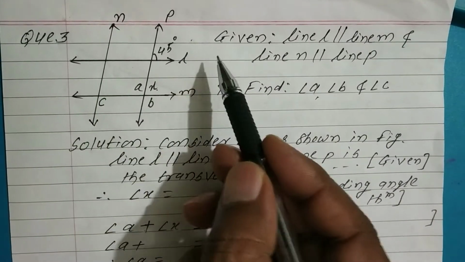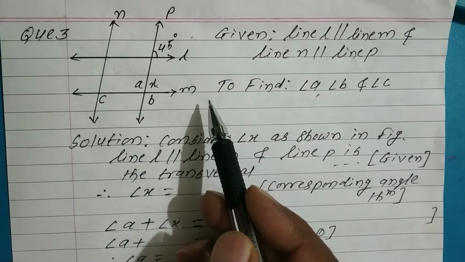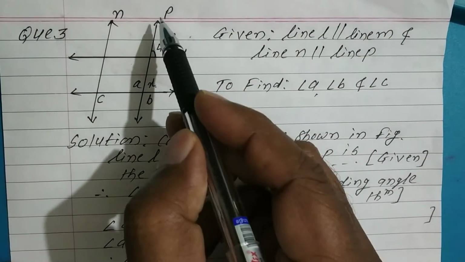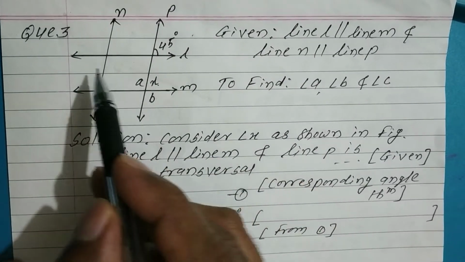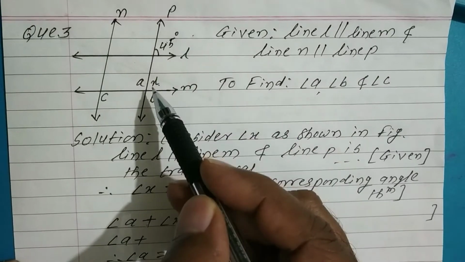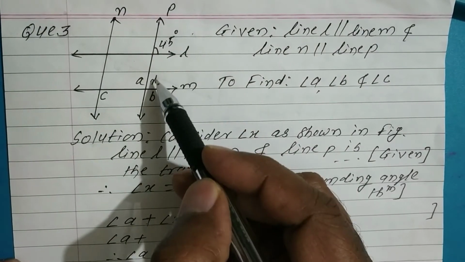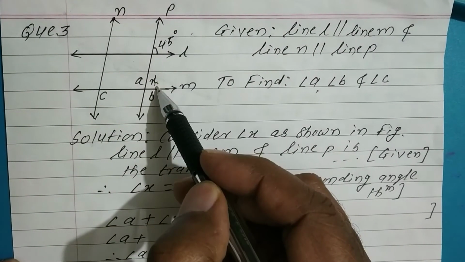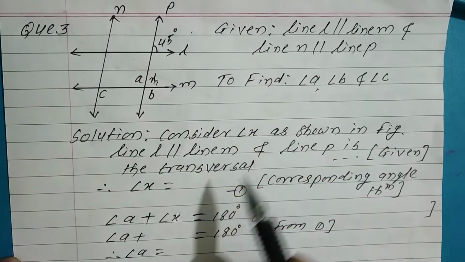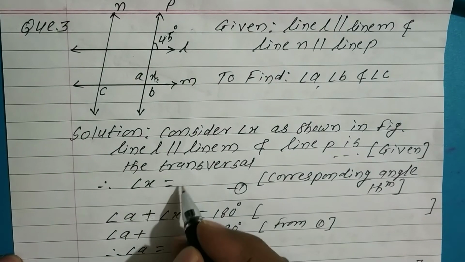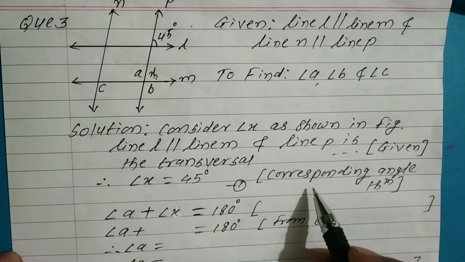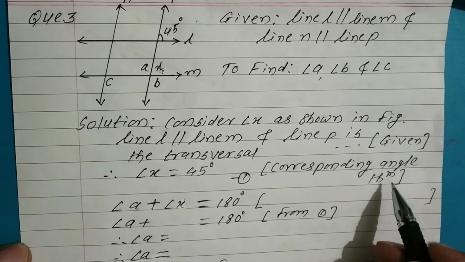Line L is parallel to line M and line P is the transversal. Taking line P as the transversal of lines L and M, the 45 degree angle and angle X are corresponding angles, and corresponding angles are equal or congruent. Hence I write here angle X is equal to 45 degree. Equation first, corresponding angle theorem.